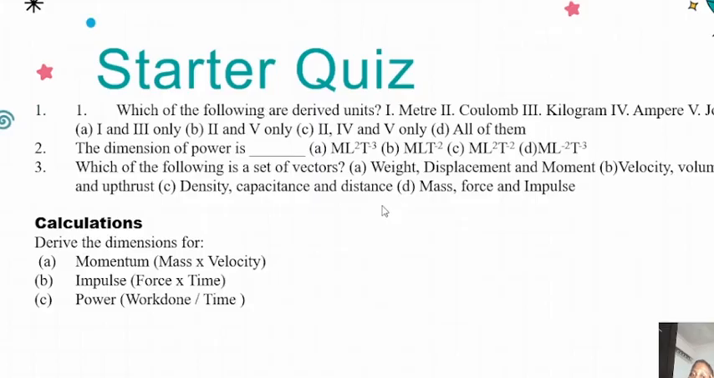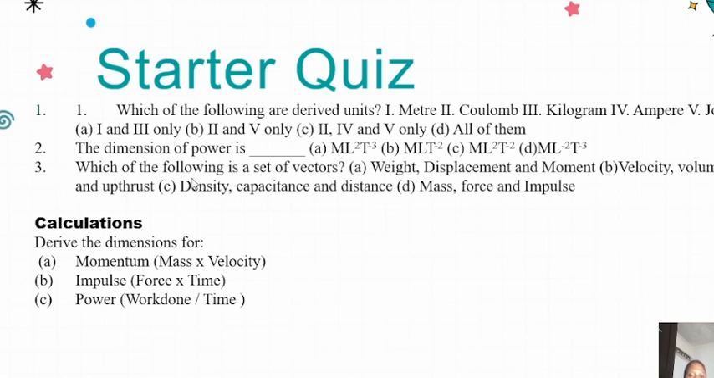And now, this is a starter quiz, and I'm sure you'll be able to get everything. Which of the following are derived units? We have our meter, we have coulomb, we have kilogram, we have ampere, and we have joule. You know that this should not be something that will be very, very difficult for you. I trust you. Is meter a derived unit? Is coulomb a derived unit? Is kilogram a derived unit? Is ampere a derived unit?